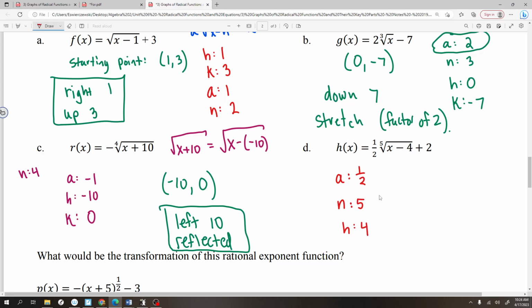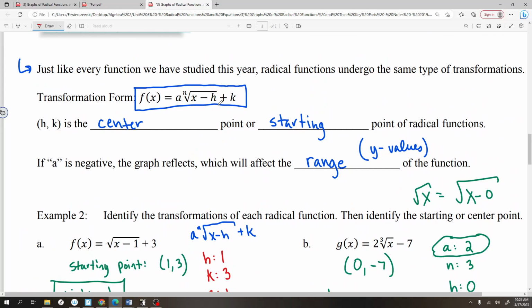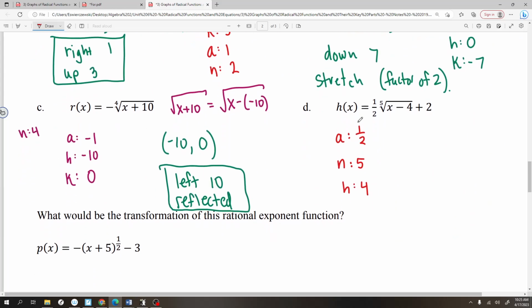4. H is 4. Great question. So we have a question. Why is it 4? Remember, we're looking at this form. H is the number that I am subtracting from X inside the radical. So when I look here, what number am I subtracting from X? 4. That's why it's 4.